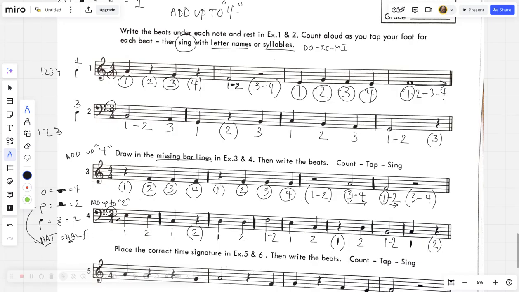Let's try to play it. So we're only going to go 1, 2, and then go right back to 1 again. Ready, set, here we go. 1, 2, 1, 2. 1, 2, 1, 2.